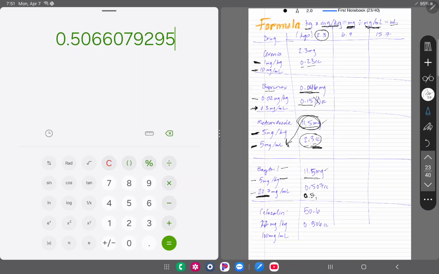Alright, so cefazolin. If we take our kgs times our mg per kg, which is 22, you get 50.6 mg.